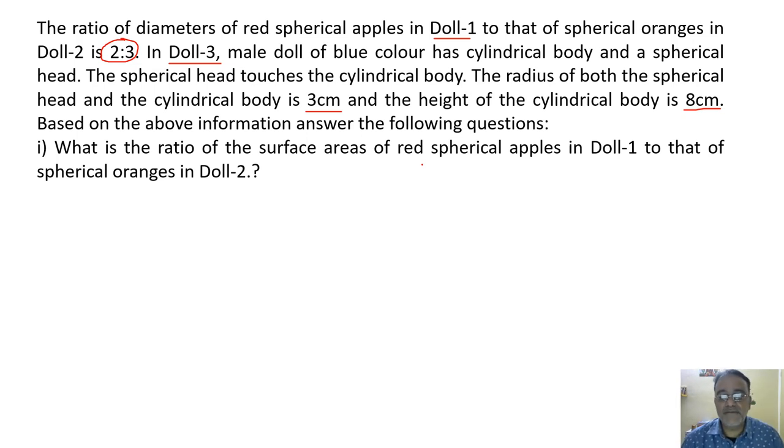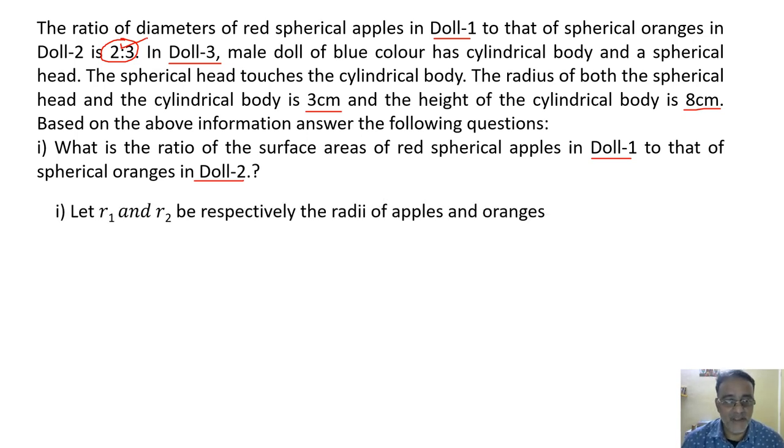What is the ratio of the surface areas of the red spherical apple in doll 1 to the spherical oranges in doll 2? So it is already given the ratio of diameter. ठीक है? That is 2:3 diameter. अभी first वाले का R1 ले लेते हैं और second का R2 ले लेते हैं. ठीक है? Apples का R1, oranges का R2. So diameter means 2R1, 2R2. Ratio is given 2:3. Okay, this 2:2 will be cancelled and we are getting R1:R2 = 2:3. That is R1/R2 = 2/3.